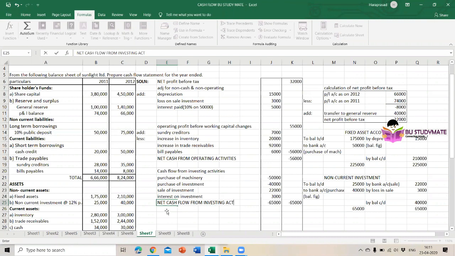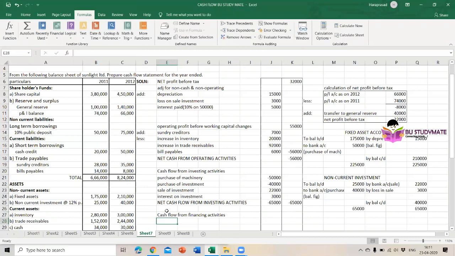Then last is cash flow from financing activities. What all cash flows are there? In the liabilities, share capital is there. From 3,80,000 to 4,50,000 we have made. So we have made a 70,000 issue. So we'll write issue of share capital.